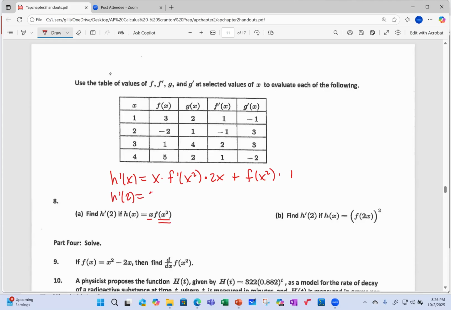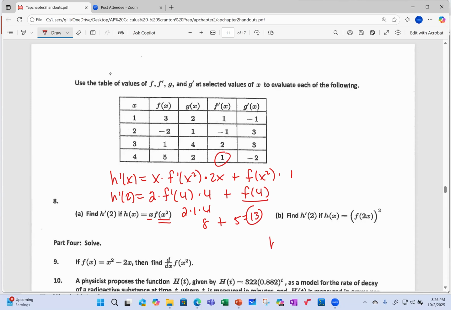And h prime at 2 is 2 times f prime at 4 times 4, plus f at 4. And f prime at 4, hopefully I have that value, that's 1. And 2 times 4 is 8. And f at 4 from the table is 5. And my answer is 13.